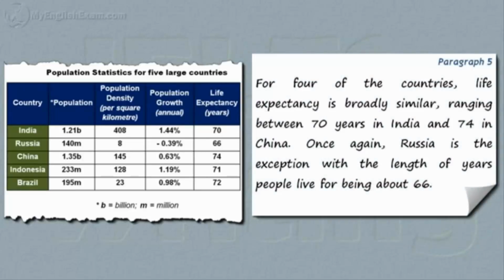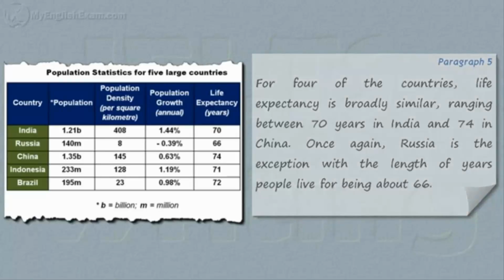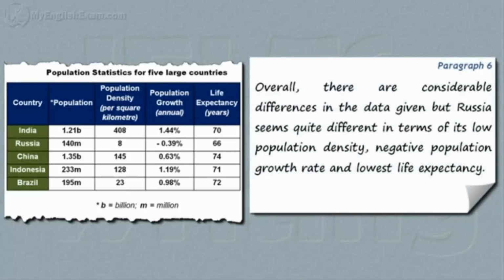For 4 of the countries, life expectancy is broadly similar, ranging between 70 years in India and 74 in China. Once again, Russia is the exception, with the length of years people live for being about 66. Overall, there are considerable differences in the data given, but Russia seems quite different in terms of its low population density, negative population growth rate, and lowest life expectancy.